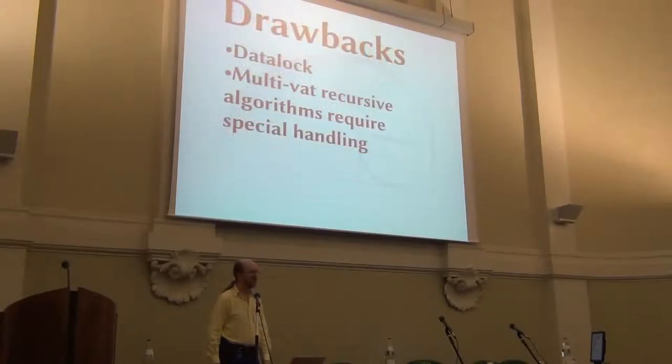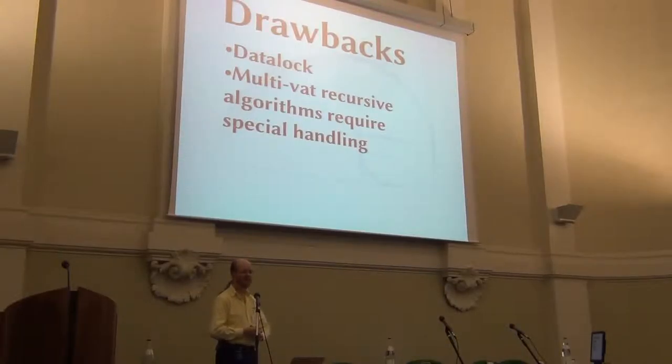There are also some drawbacks. We may have eliminated deadlock, but there's a thing called data lock, which results when you have circular dependencies between promises. Promise A must be resolved before promise B can be resolved, but promise B requires promise A to be resolved before it can be resolved. And just like a deadlock, a data lock can bring the vats in question to a halt, or the plan of execution can come to a halt at that point. However, these are relatively rare.